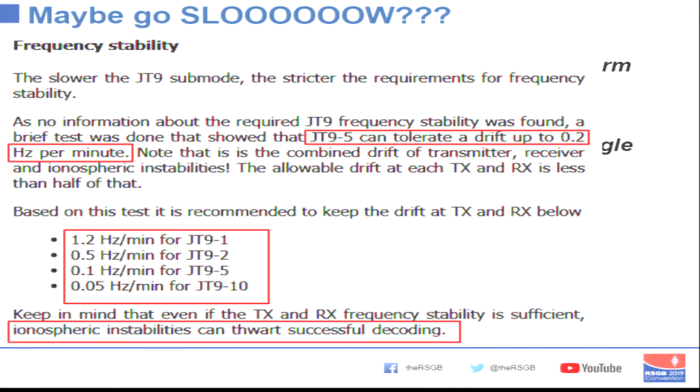If you ever play on VLF, have a go with this because it is fascinating stuff. One side of a QSO takes, I think, anything up to about 16 hours. Is that right? Something like that anyway for some of the longer convolutions. And I like this thing: ionospheric instabilities can thwart successful decoding. I think I ought to have that on a T-shirt.